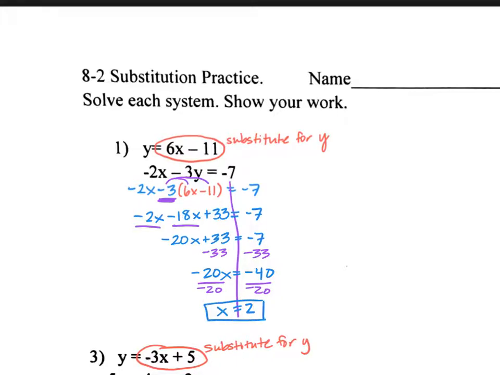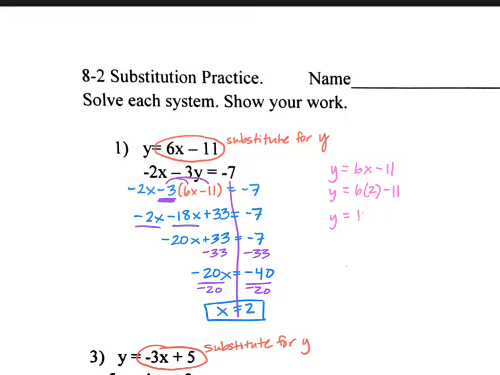So we're done, right? But we still need to find y. We're only halfway done, really. Even though this is the longest part of the problem, finding the y is not going to be as difficult. I'm going to use that first equation, the one that I circled part of, y equals 6x minus 11. And the nice thing here is I already know what x is. X is 2, so this is 6 times 2 minus 11.